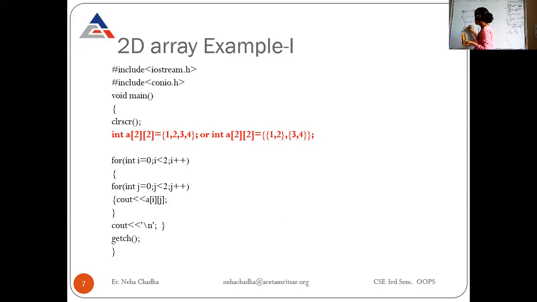Then you will write your cout endl or \n for your next line. When the j loop control is over, you are out of this j loop. After this j loop, you get cout endl. That means your cursor will definitely move to the next line here. In the same way, your other loop will work. You will get the combination 1, 0 and 1, 1, and your values will be displayed.